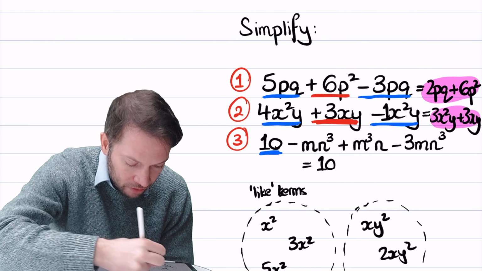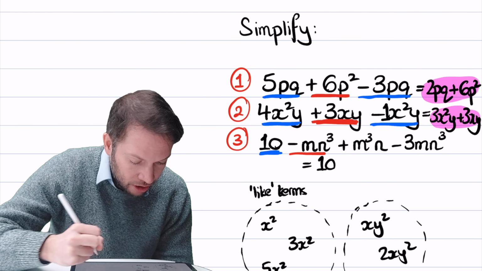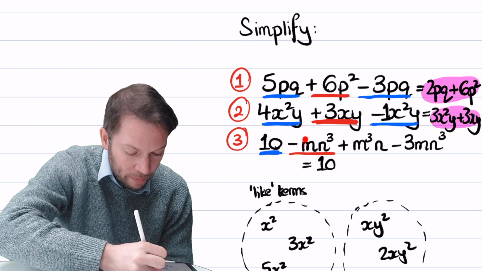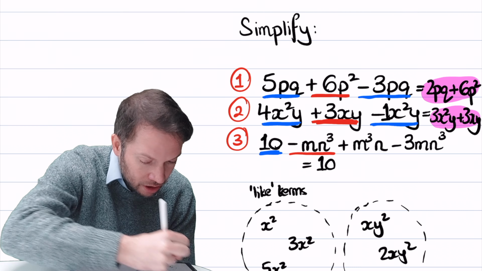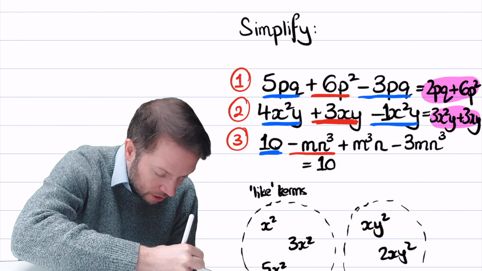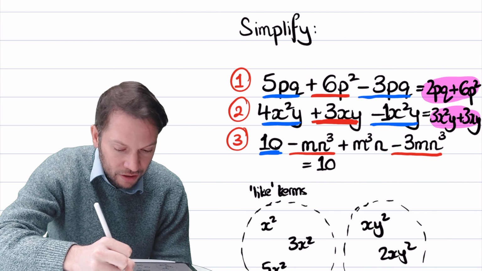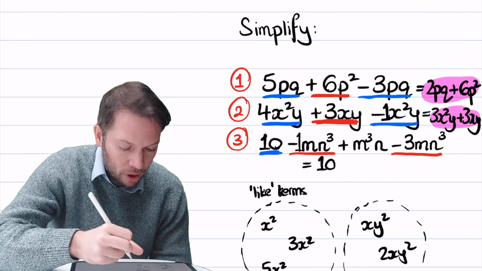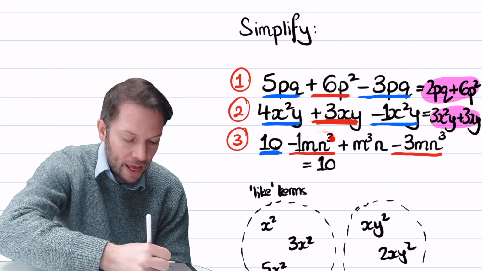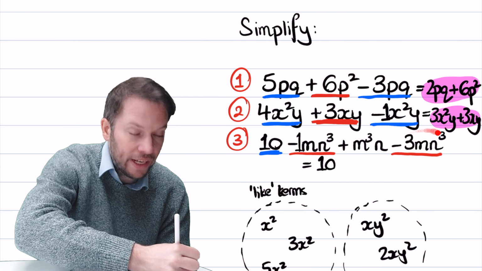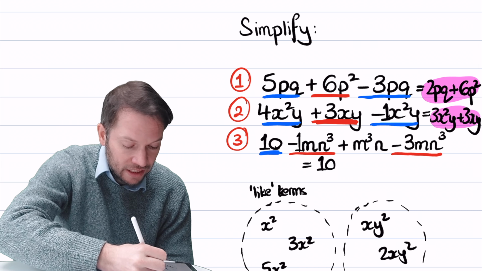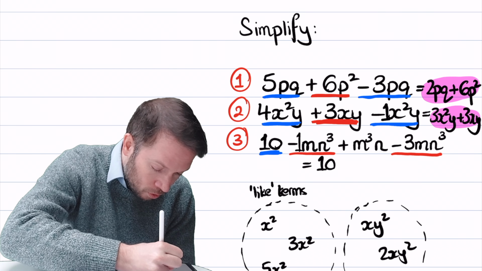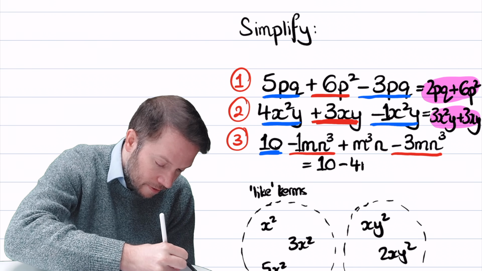What else have we got? We've got this minus mn cubed. Is there another term where the m is not with a power, but the n is cubed? Yes, we do. You can see we've got this minus 3mn cubed. So let's put a 1 in front of this because it doesn't have a number. If there's no number, just put a 1. So we've got minus 1 lot of mn cubed, and we subtract another 3 lots of mn cubed. Well, negative 1 subtract 3 is negative 4. So we've got minus 4 lots of mn cubed.